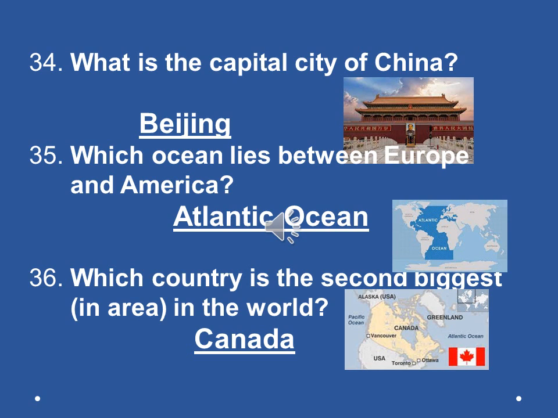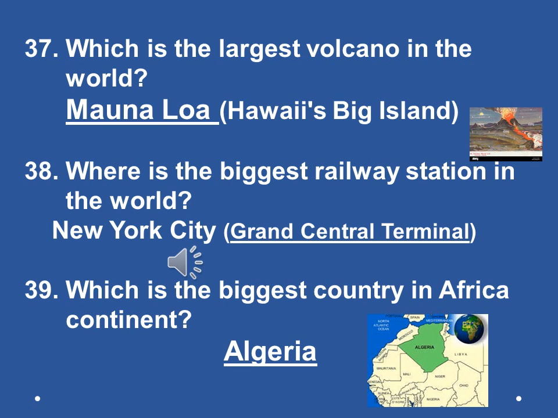What is the capital city of China? Beijing. Which ocean lies between Europe and America? Atlantic Ocean. Which country is the second biggest, in area, in the world? Canada. Which is the largest volcano in the world? Mauna Loa, Hawaii's Big Island.